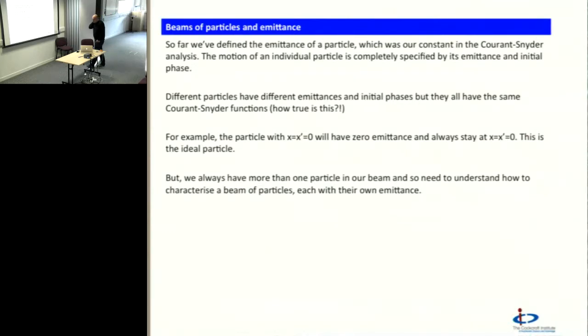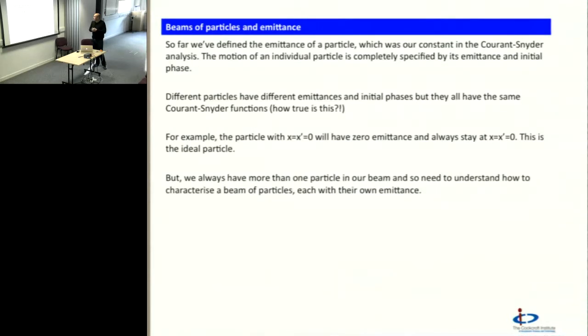So you remember that we derived really ages ago in the Courant-Snyder formalism an invariant attached to a single particle. I call it epsilon. I call it single particle emittance, with a big warning, because really it should be called the action, which you have to use a Hamiltonian to really understand. But the point is that we define the emittance of a particle, which is the constant in our standard analysis. So the motion of an individual particle is specified completely by its emittance and its initial phase. Remember that in the standard formalism.